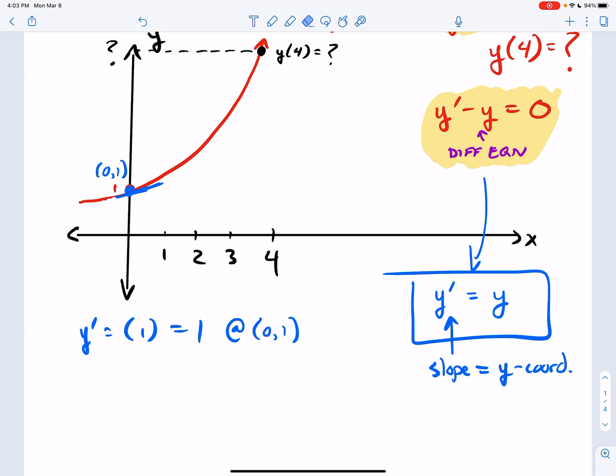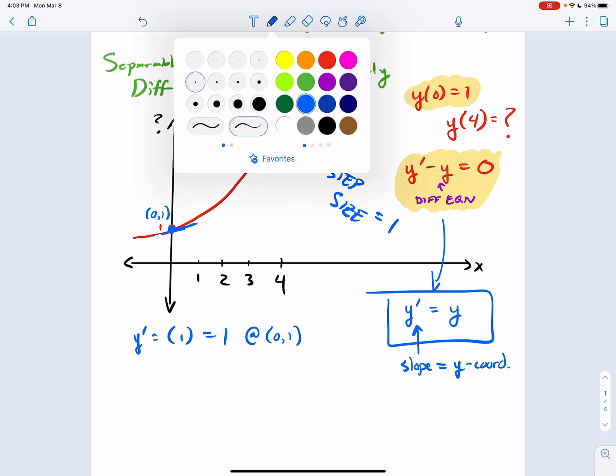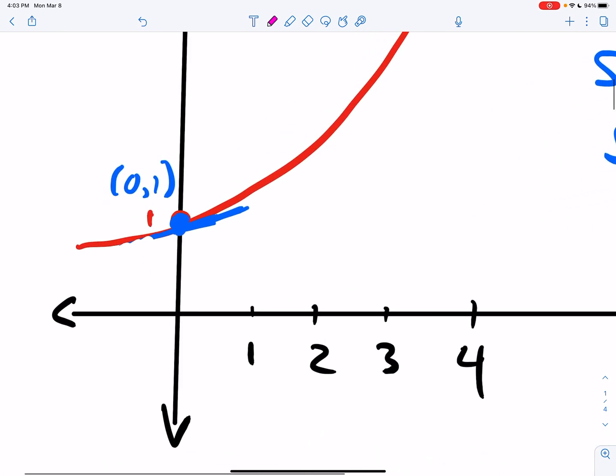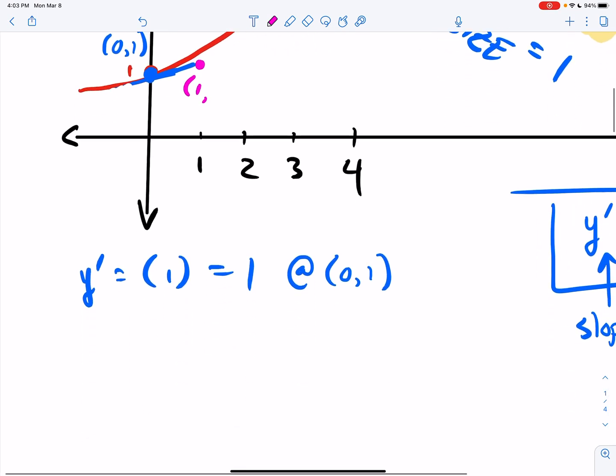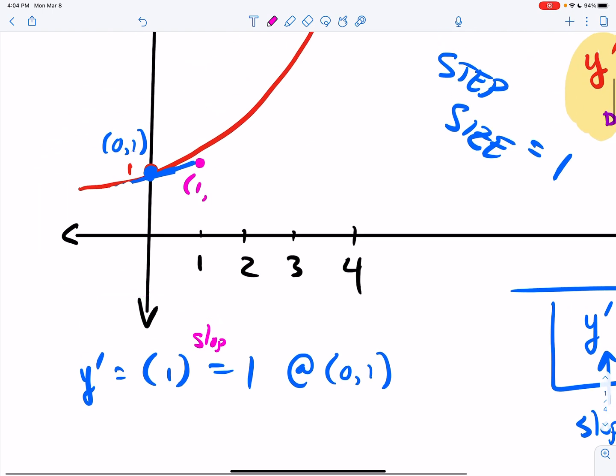So my step size, I'm going to declare that my step size will be 1. So I'm going to stop, use a different color here. I'm going to stop right at 1, right there. Okay, so first off, this point right here is going to be 1. And because the slope is 1, that means I'm rising 1 and I'm running 1. Okay, so that means my new coordinates are going to be 1, 2. Make sure that you understand that before we move on, okay?